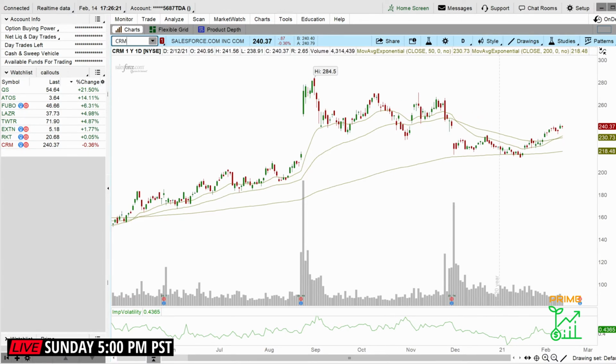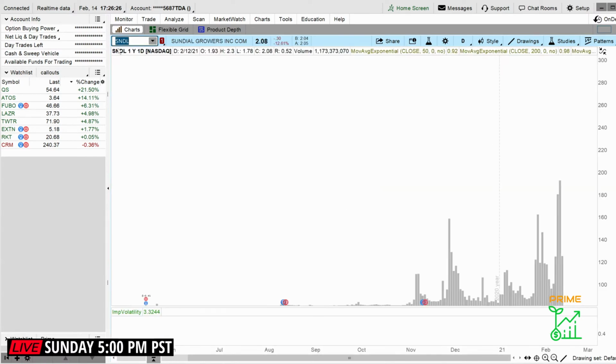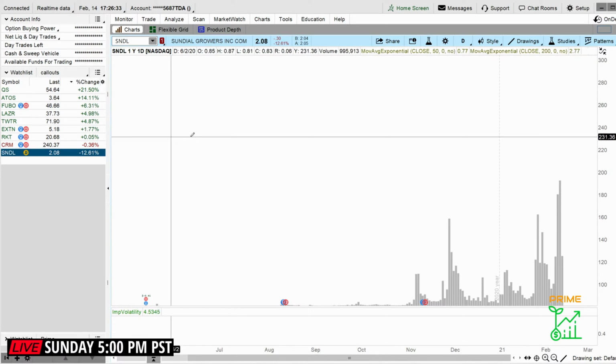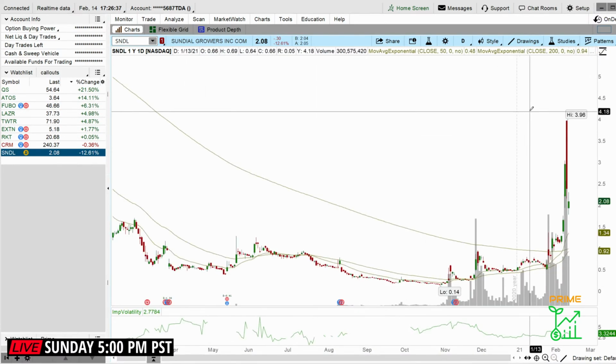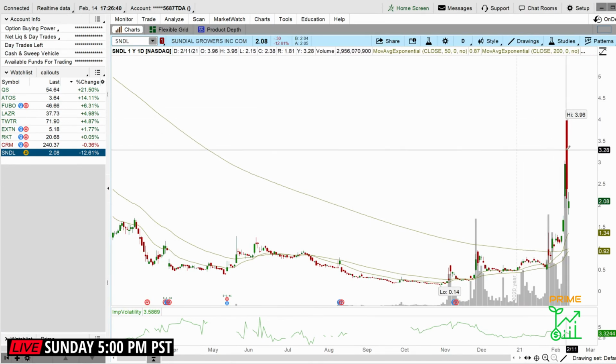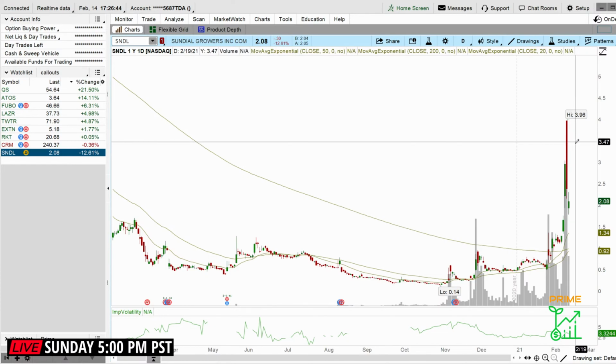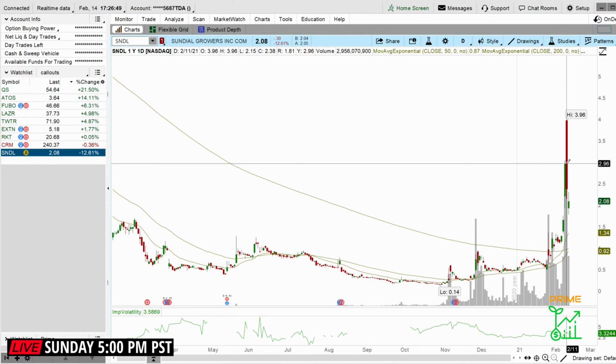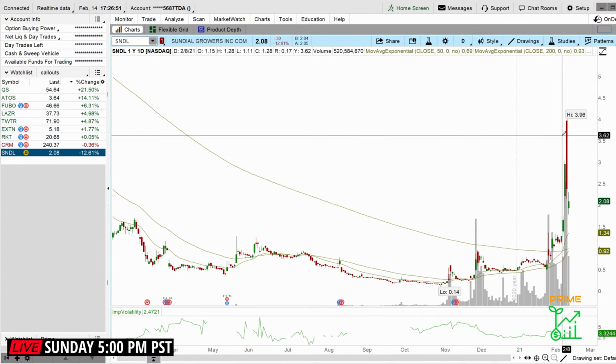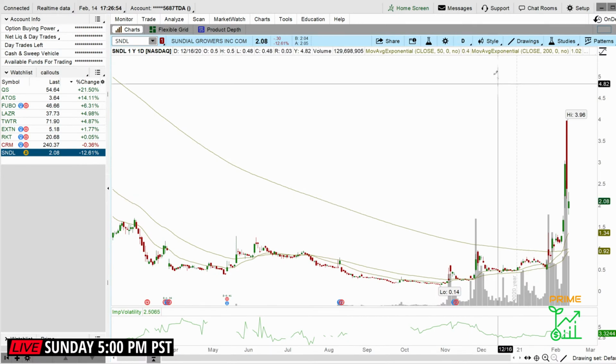SNDL. Okay. Again, another one of those things that I wish I hadn't missed. I know a lot of people that took these trades. I know a lot of people that were in SNDL or still are. And they're kind of the trades that I wish that I was in and never got into. So well done if you made money on this one.